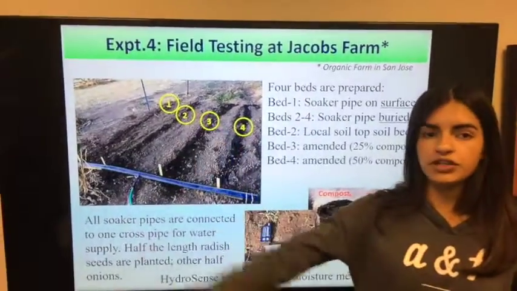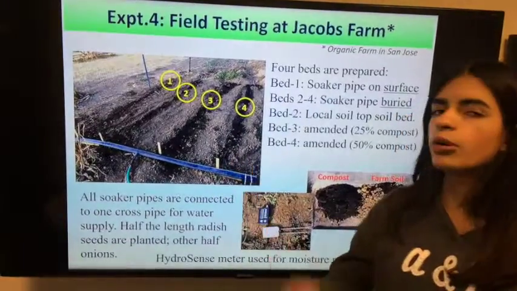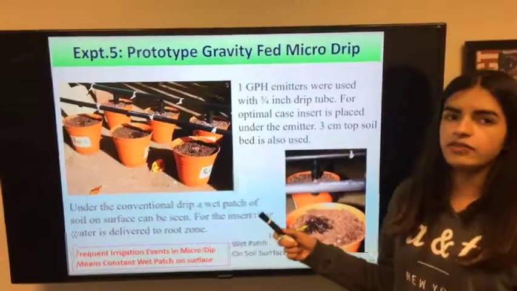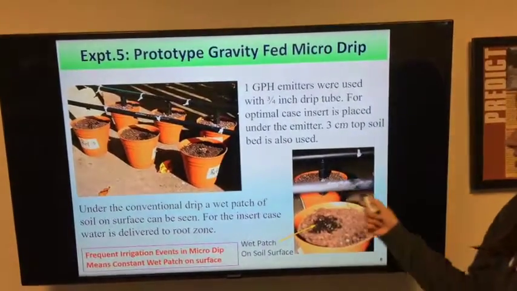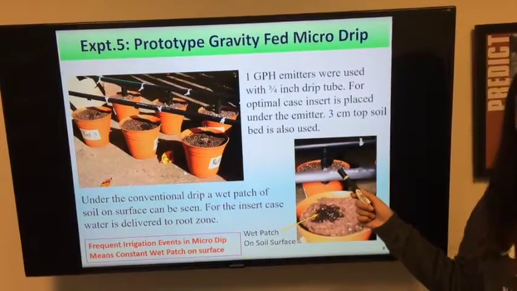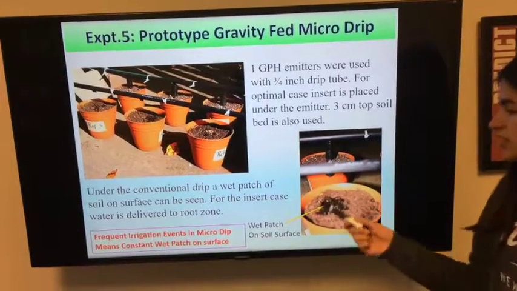Experiment 4 was the field testing at Jacob's farm. Beds 3 and 4 were amended with compost. Experiment 5 was the prototype gravity-fed method. And this is the optimized with the emitter and the insert and the water going straight down to the root zone, while this is the conventional drip.